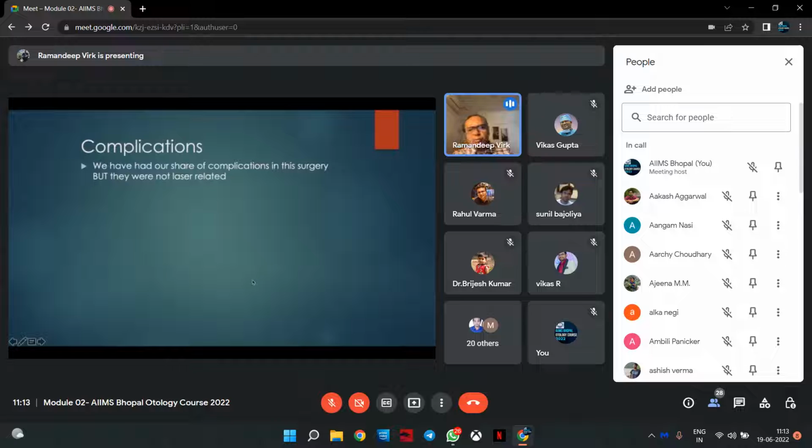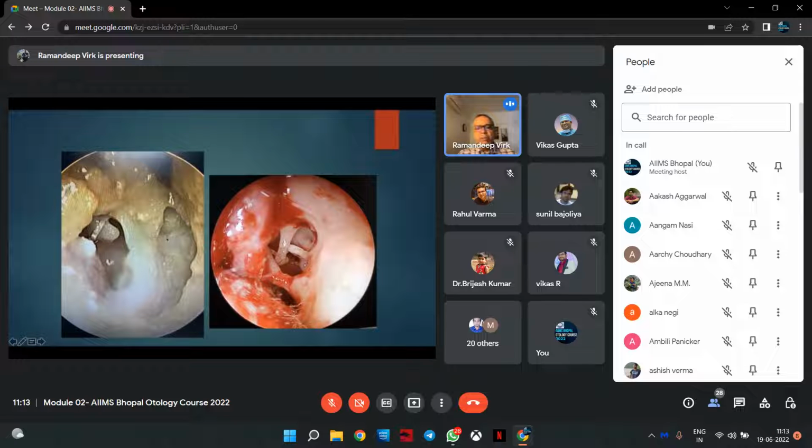Okay, so we have had a share of complications in stapes surgery, but they were not laser related. It was not due to the laser. They were just complications that usually happen during the course of a stapedotomy. We have had perforations. You can see the titanium prosthesis inside, but look at this. There's a huge perforation. We had to do a tympanoplasty because the hearing had not recovered. And we have had displaced prosthesis, again nothing laser related, but many times the incus gets necrosed or your crimping was inadequate, and the piston was shorter, it has come out.